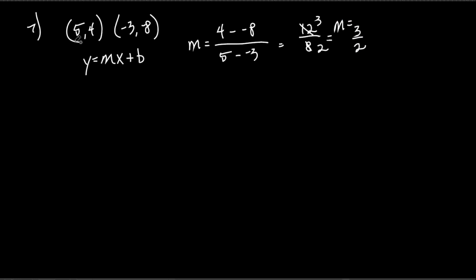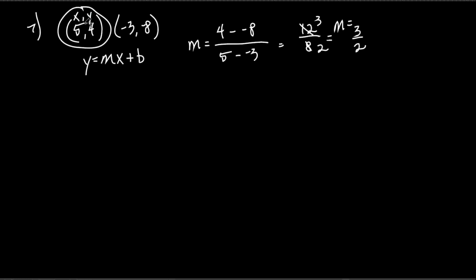And I know a point. So what we're going to do is take one of these points. It doesn't matter which one. We're going to put it in for x and y. Then we're going to put the 3/2 in for the m, for the slope. Which one would you rather put in for x and y? I would definitely say the 5, 4, wouldn't you? I just would rather not deal with negatives if I didn't have to. Sometimes there's no choice, but on this one there is a choice.